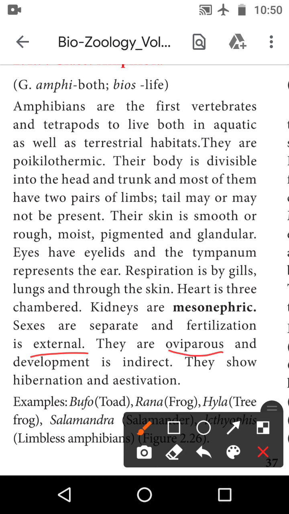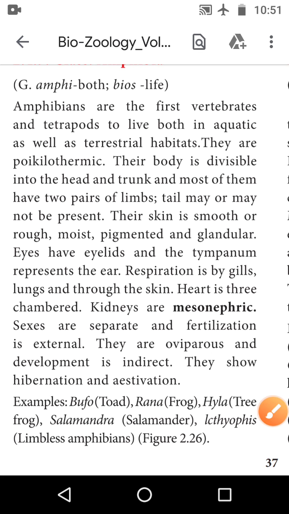Then oviparous. Oviparous means egg laying, and development is indirect. Already you know the frog's development has many larval stages, starting from the tadpole to the adult frog. The same way, development is indirect, with larval stages present.